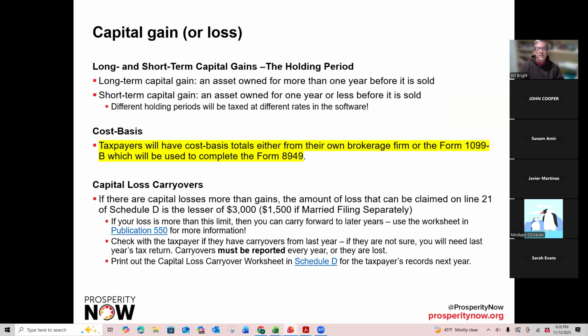Okay, again, long-term gains are generally held for more than a year. If it's short term, it's less. As long as you have the proper dates, the software will do all of the calculations for you. Cost basis, what they paid for the stock that they sold, should be on the brokerage firm's 1099-B. If not, we have to do some sort of due diligence. It's very rare that we're going to see people that don't have cost basis on their 1099s.